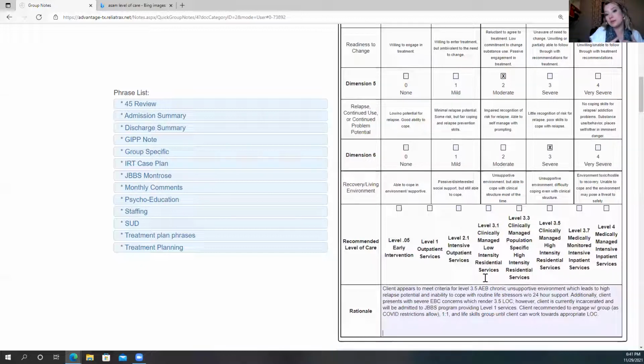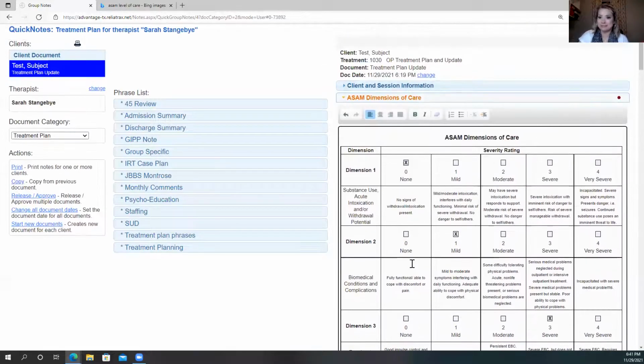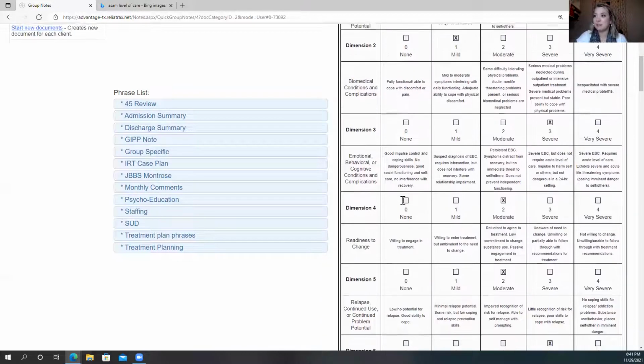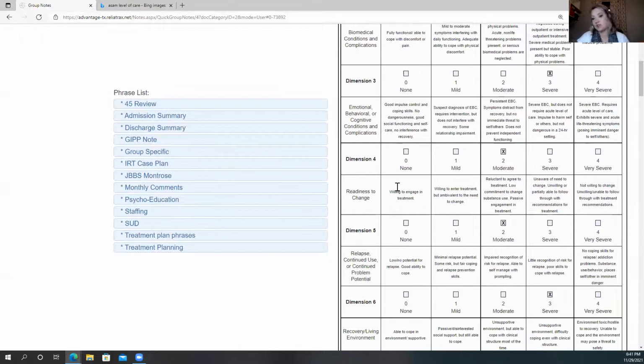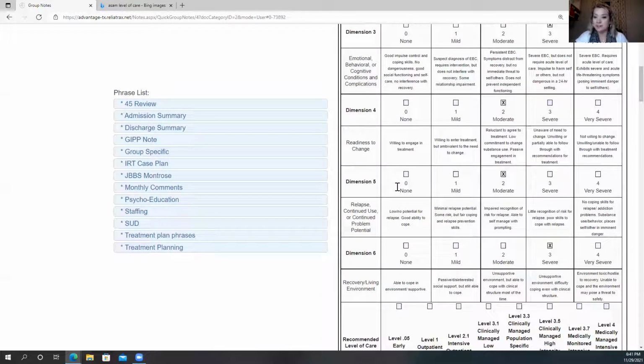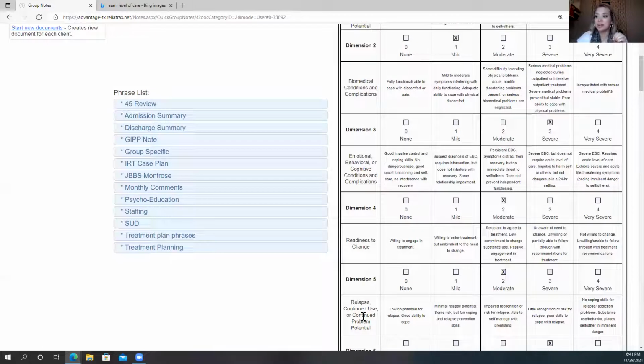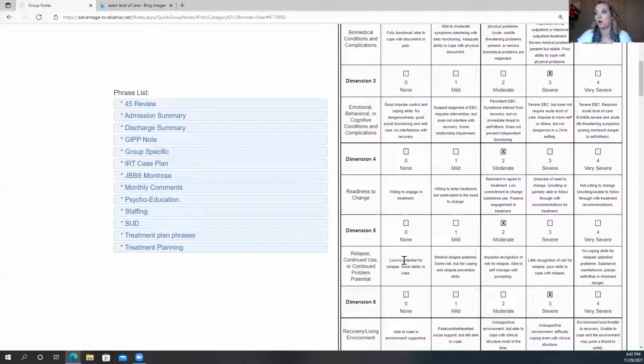Another thing I see quite frequently is that somebody will come through here and just hit none on all of these. My friends, if the client truthfully does not meet criteria or any severity in any of these dimensions, they should not be in our program. I know that's not true because I know that Roman would absolutely not admit somebody into the IRT program if they had 0 relapse or continued use potential. Every single person has a problem with substance use in some regard. So I know that there is low or no potential for relapse and a good ability to cope, because they wouldn't be in our program.